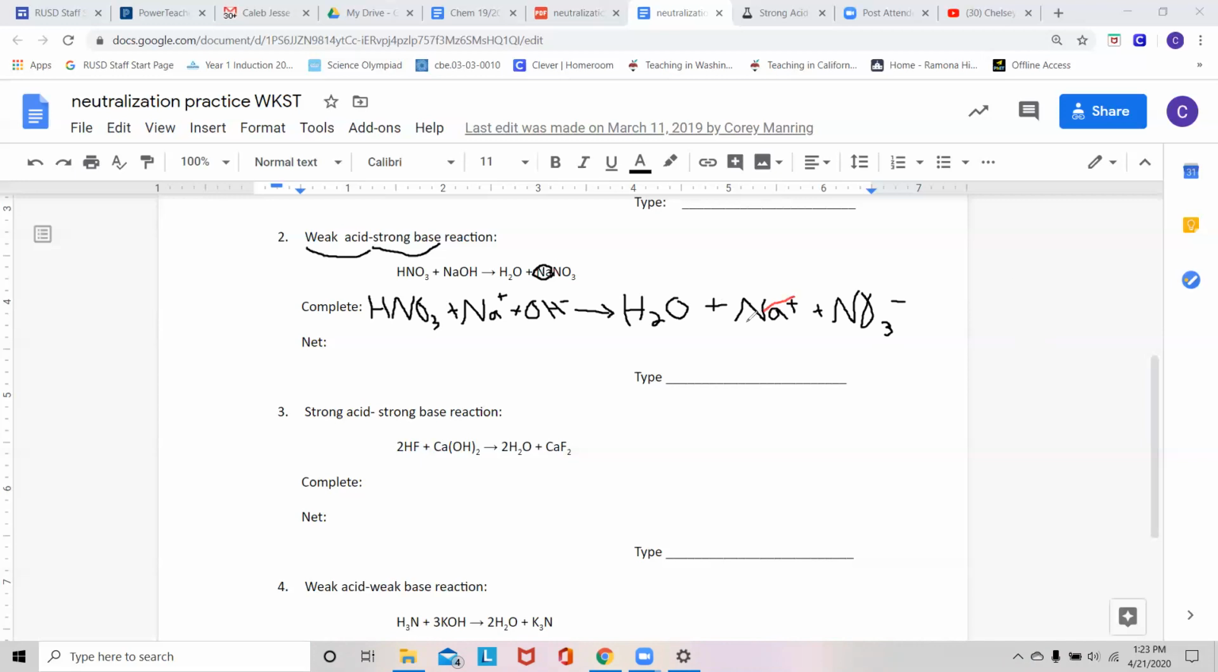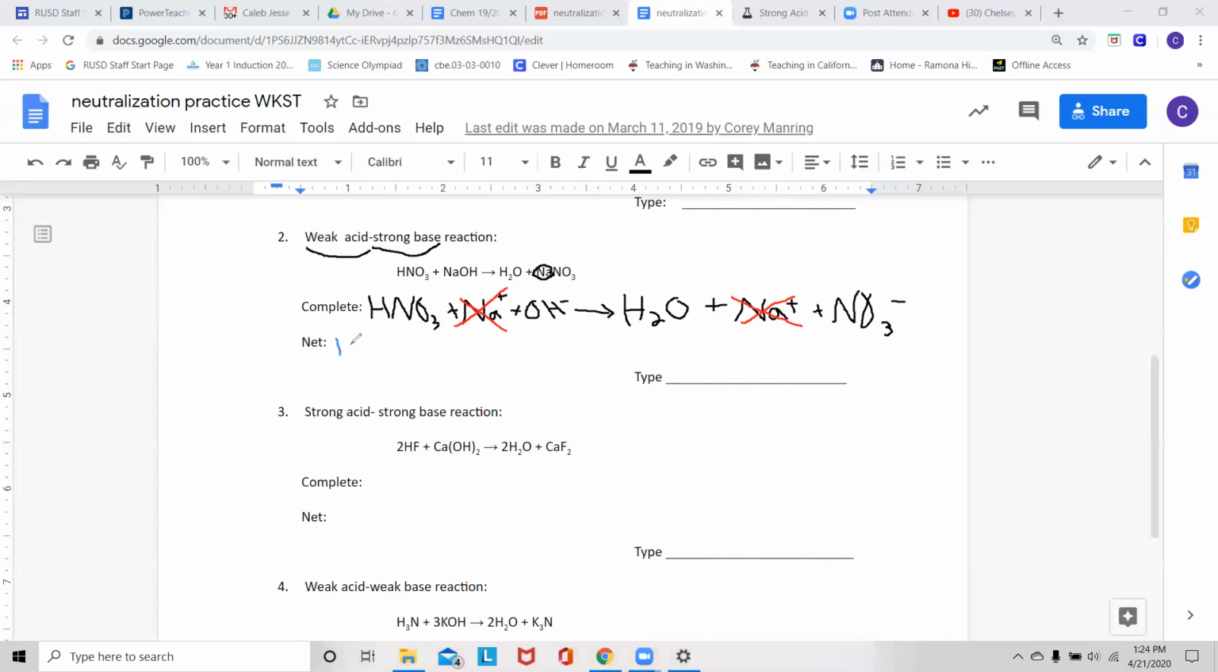But you are only going to cross out things that appear in ionic form on both sides. So in this case, we're going to cross out sodium because sodium appears in ionic form on both sides of this equation. We are not going to cross out our nitrate because nitrate only shows up on the right. It's bonded to something else on the left, so you cannot cross it out. So when we rewrite our net ionic, we are going to be left with everything except sodium.